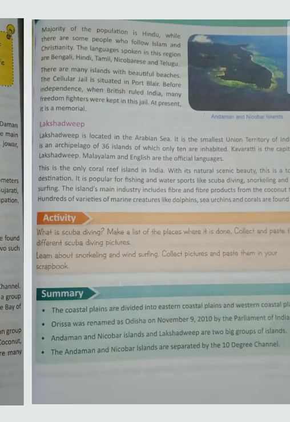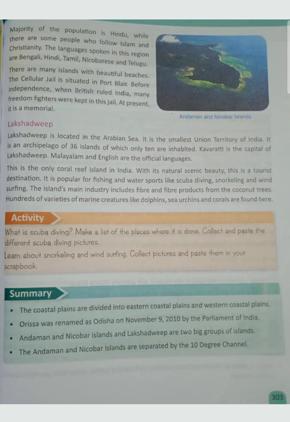Next. So the majority of the population is Hindu, while some people follow Islam and Christianity. So people of different religions live in the Andaman and Nicobar Islands. The languages spoken in this region are Bengali, Hindi, then Nicobarese and Telugu. So there are many islands with beautiful beaches.